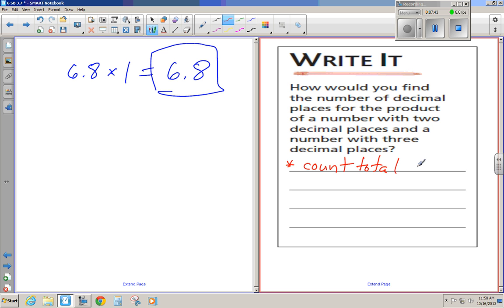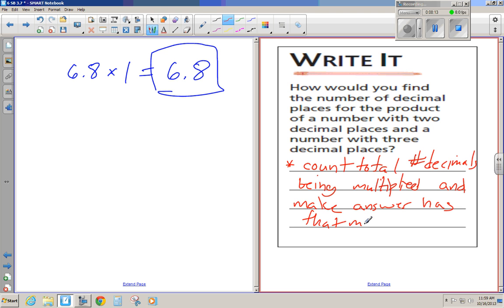You can count the total number of decimals being multiplied and make sure the answer has that many placeholders.